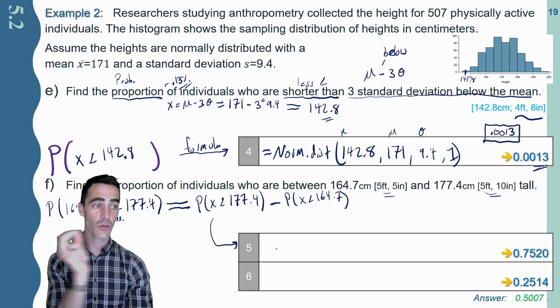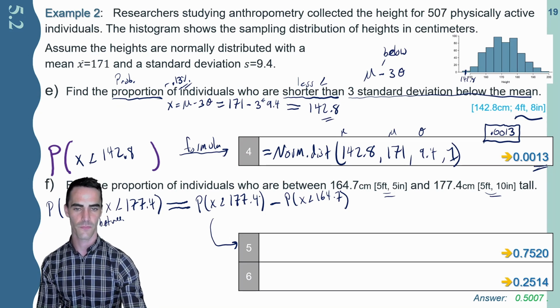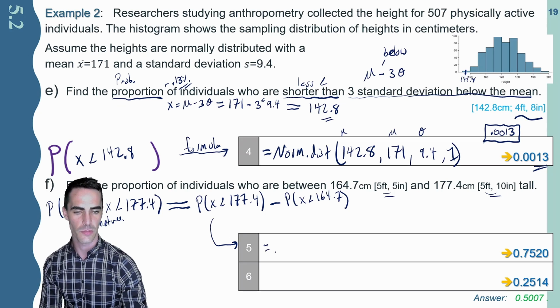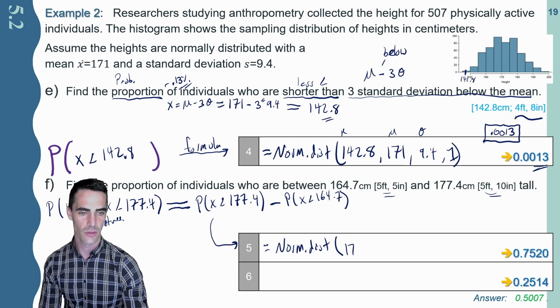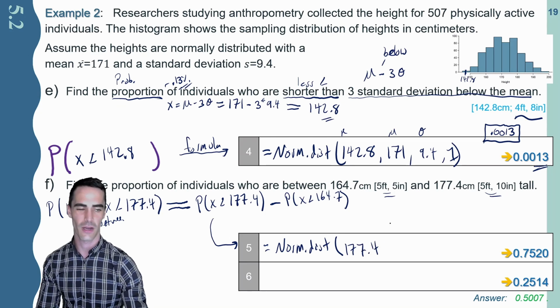And so now I have these two different probabilities to compute. I can do the first one. This is going to be NORM.DIST. And I have the k value first, 177.4, and the rest are rote. I have the mean, 171.